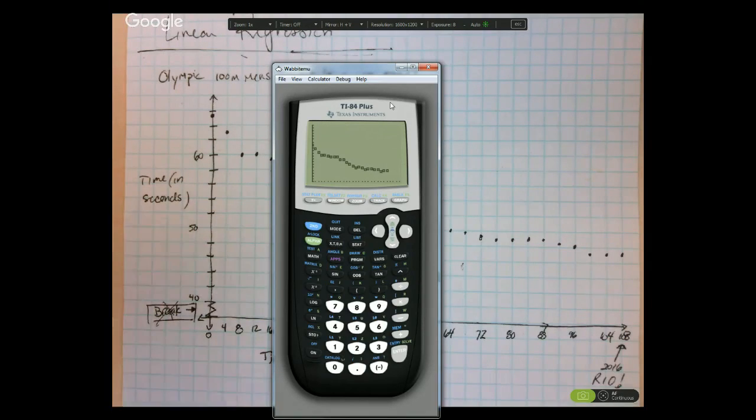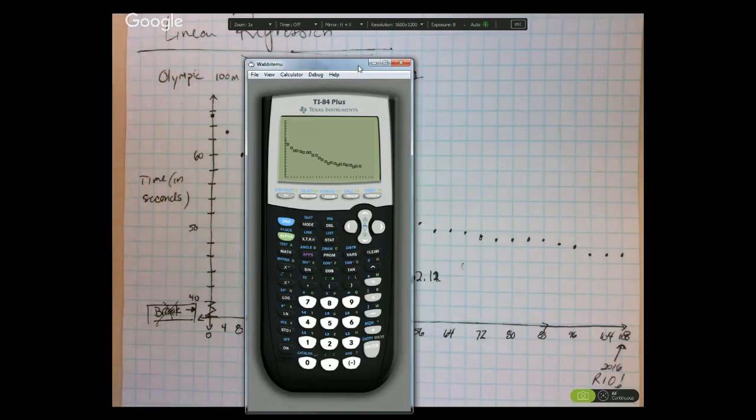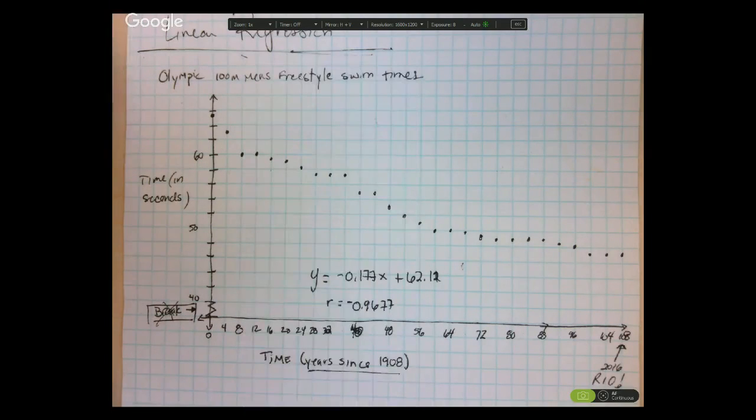So you can take a screenshot of that, but be aware there are no labels here. You're going to lose a lot of points. Okay, so that's kind of a quick and dirty on the calculator, doing linear regression. Note that you're going to need to draw that linear regression line.